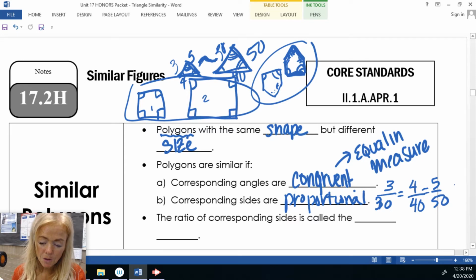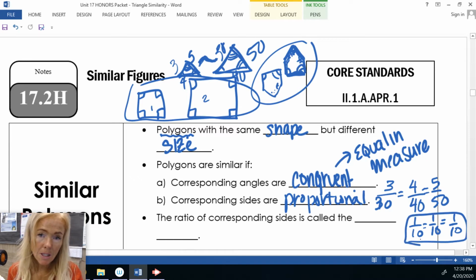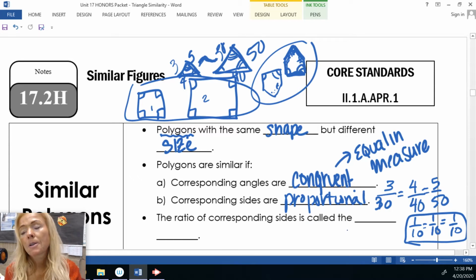If you look at each one of those, 3 over 30 reduces to 1/10, 4 over 40 reduces to 1/10, and 5 over 50 reduces to 1/10. And you notice that all of the ratios of the sides are equal. 1/10 is equal to 1/10 is equal to 1/10. They're proportional, meaning if I take one side of one triangle and put it over the corresponding side of the other triangle, every single time it will be the exact same ratio.